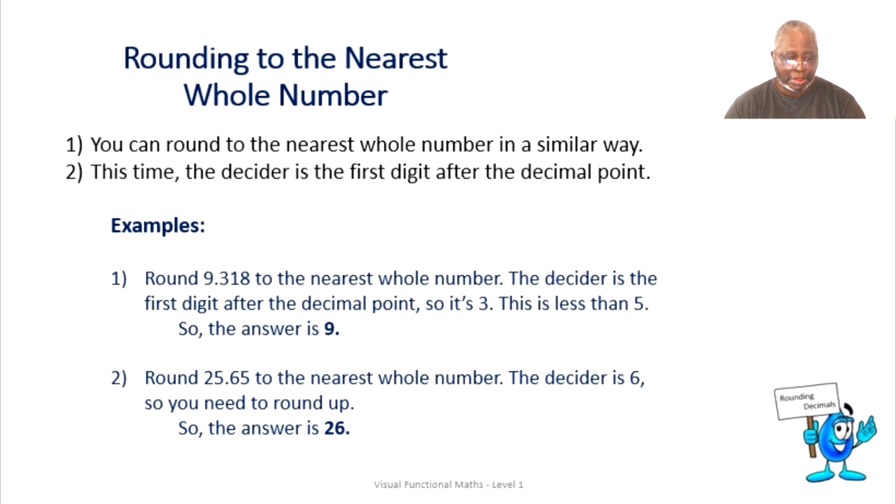Example 2. Round 25.68 to the nearest whole number. The decider is 6. So you need to round up. And so your answer is 26, not 25.